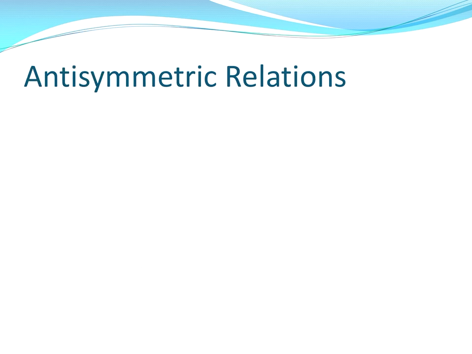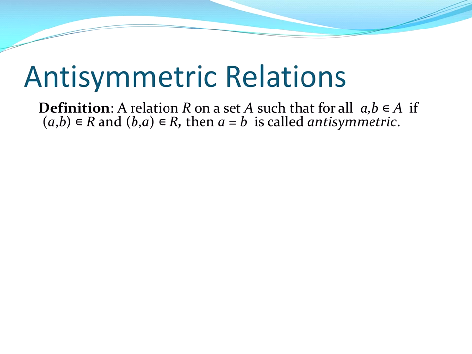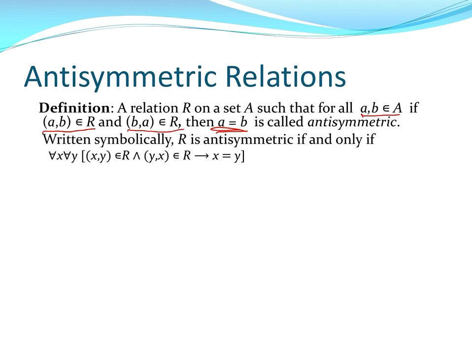The third property we'll discuss is antisymmetry. A relation R on set A is called antisymmetric if for all pairs of elements in A, (a, b) in the relation and (b, a) in the relation implies that a is equal to b. Here it is symbolically: for every x, for every y, (x, y) in R and (y, x) in R implies x and y are the same element.